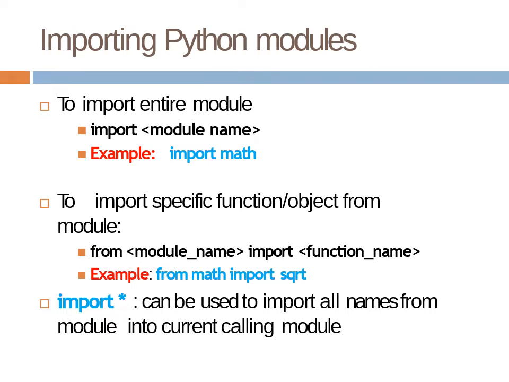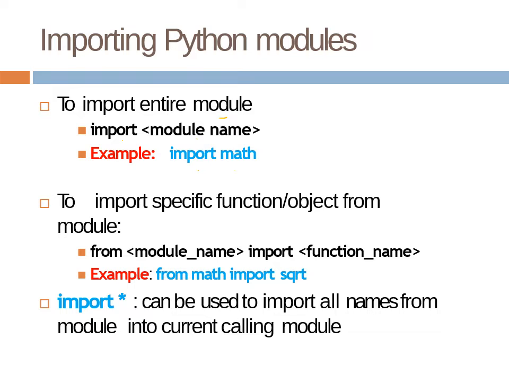Let us now try to import a module into your particular file and use all the functions available in that module. Importing modules into Python files is of three different types. The first one is importing the entire module into your file. What is the syntax? import and the module name. For example, import math will import the whole module and you will be able to utilize all the functions in that module. This is one way of importing a module into your file.